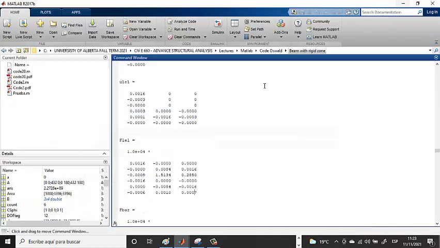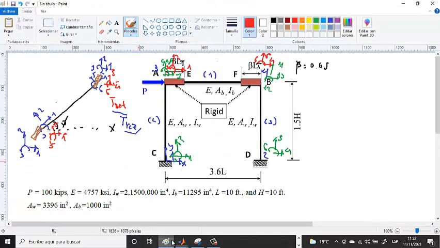Well, I hope that this can be helpful for you. And I use the same code in the next video to solve a 20-story building with a lateral load.